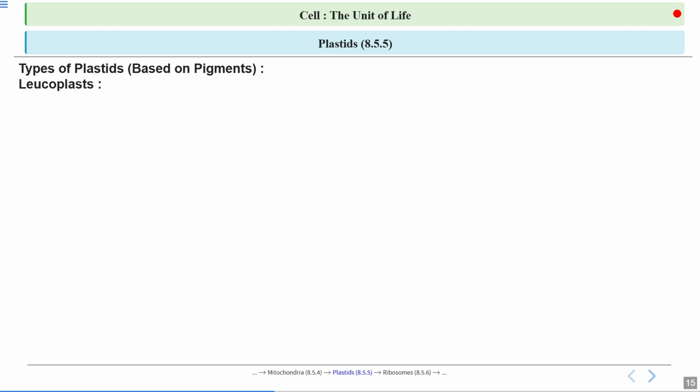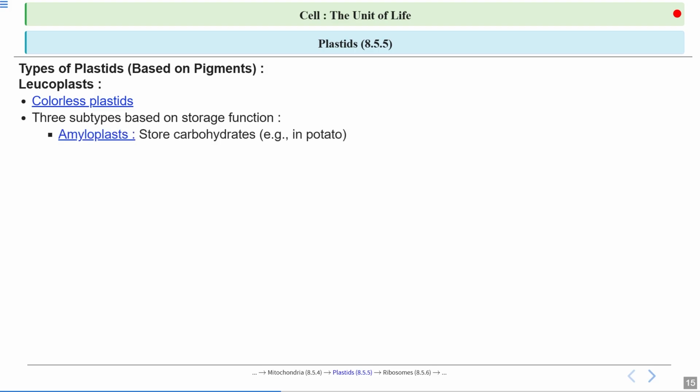Now, next is leucoplast. This is a colorless plastid. What are the three subtypes of leucoplast based on the storage function? Based on the material which leucoplasts store, they are of three types. First is the amyloplast. It is a kind of leucoplast that stores carbohydrates. An example is potato. Then elaioplast, which stores oils and fats. And then you have aleuroplast, which stores proteins.